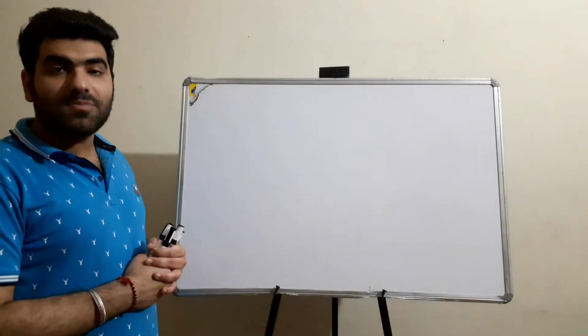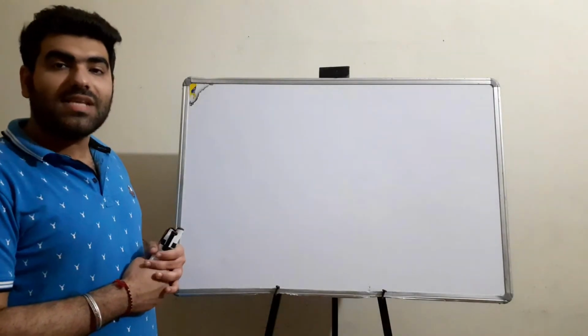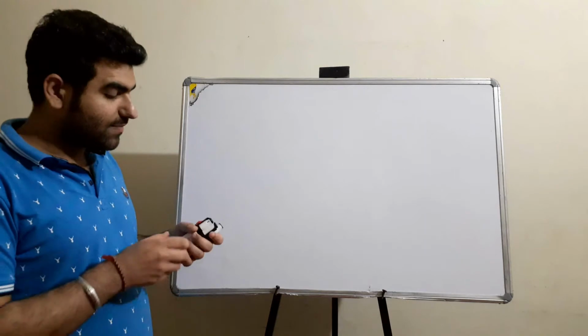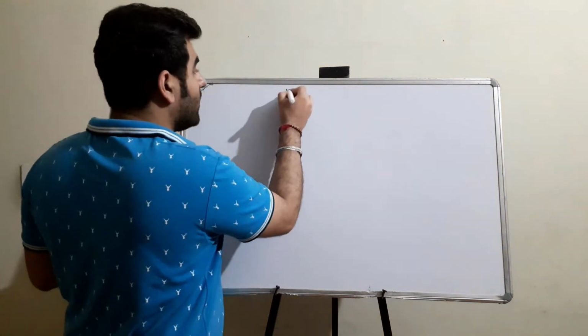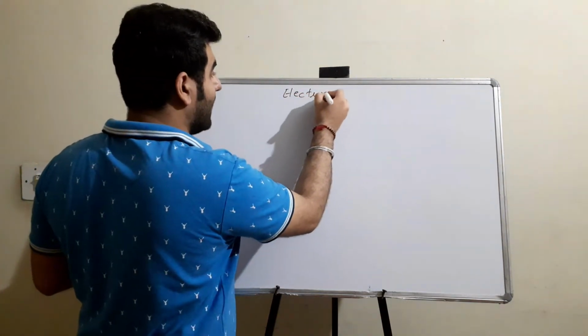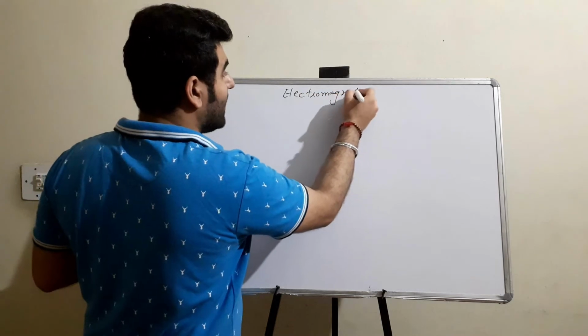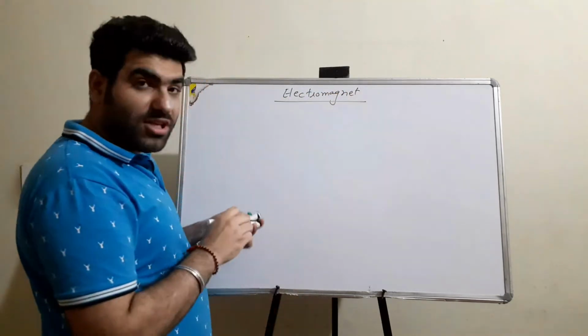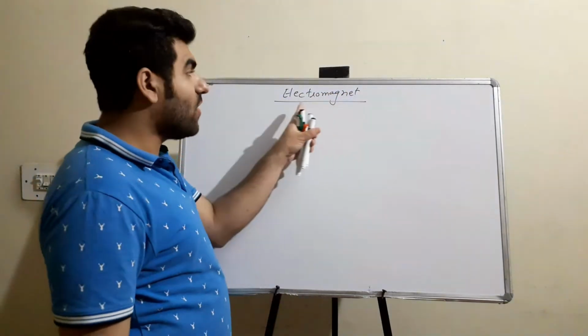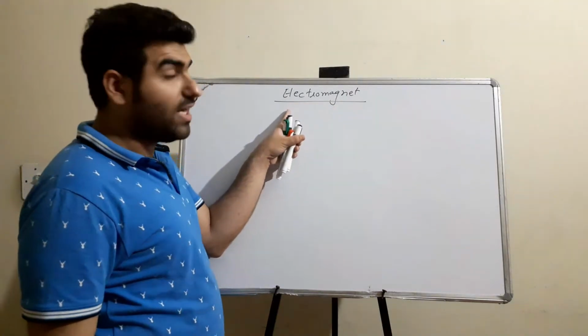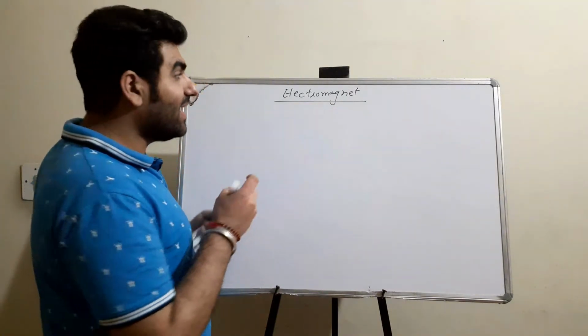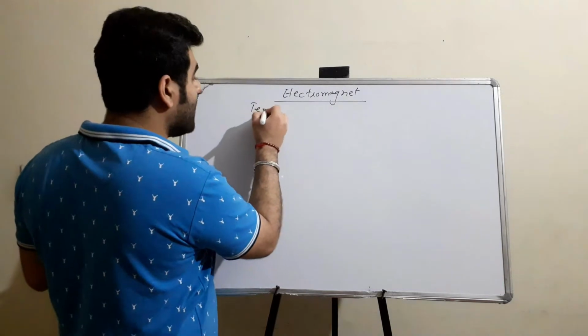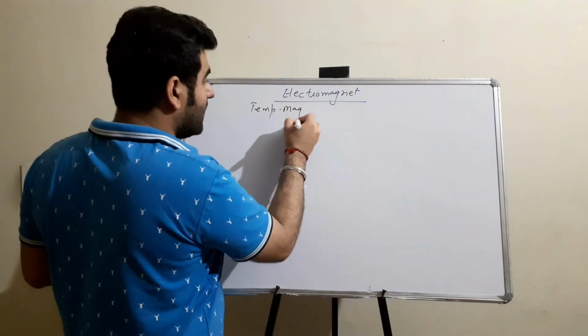Alright students, so in this part we are going to start with the next concept, and that is electromagnet. Now what basically is the electromagnet? As the name suggests, it is a magnet which is formed with the help of electricity. So this is an electromagnet and this is a temporary magnet.